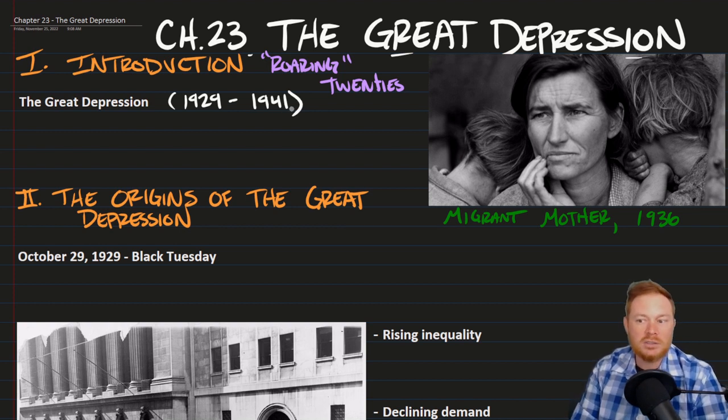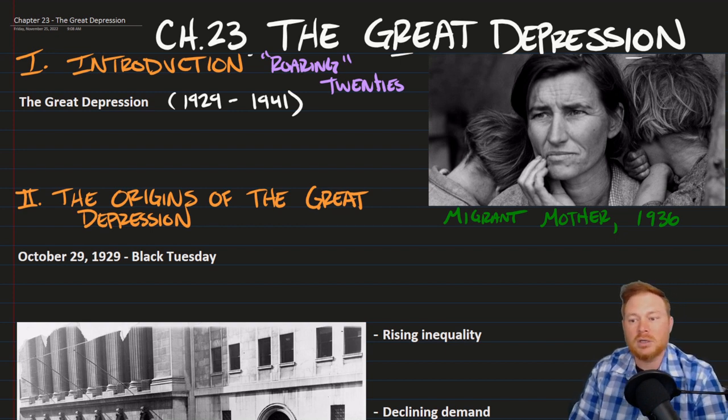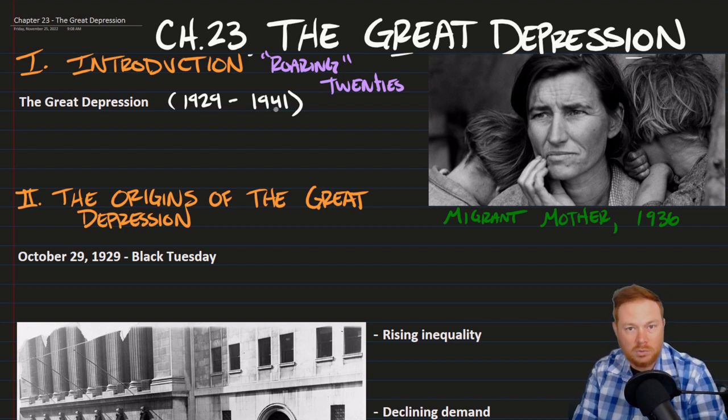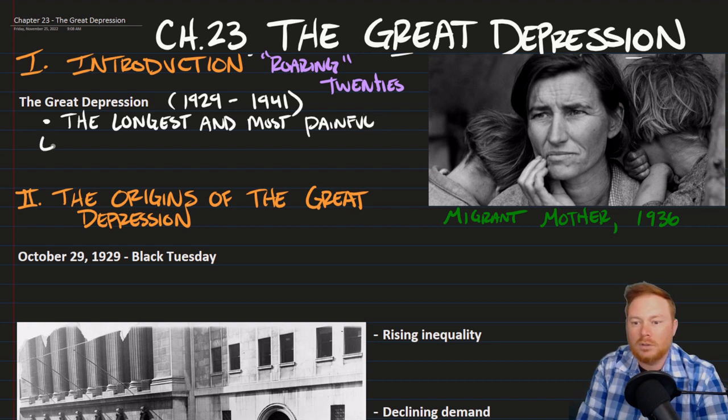The 1930s is a decade that is dramatically different. So the 1920s and the 1930s are often contrasted in American history as being the 20s, a period of prosperity, the 1930s as a period of depression. So the Great Depression lasts from 1929 to 1941. This is the longest and, we'll say, most painful economic crisis in American history.